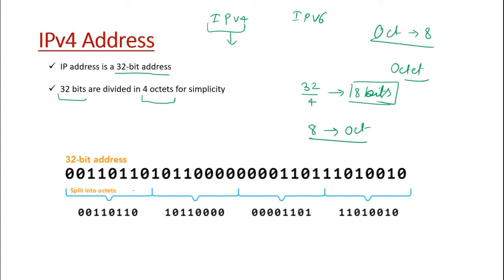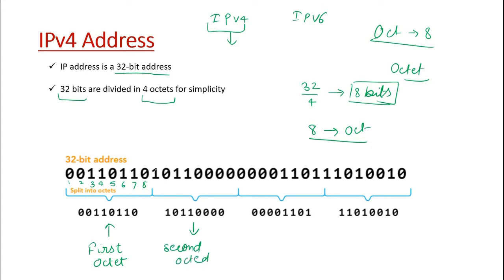So let's divide this one. If we split into octets and count here, this is 1, 2, 3, 4, 5, 6, 7, and 8. Up to this point we have the first octet. So this is called our first octet, and this is called our what? Second octet.